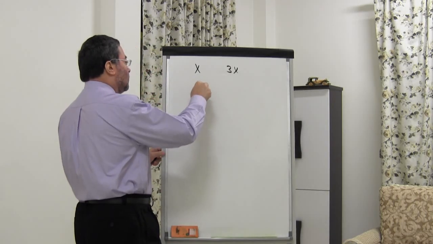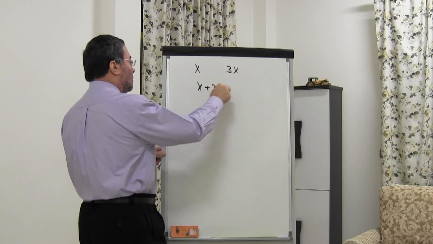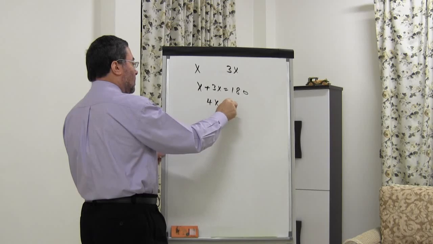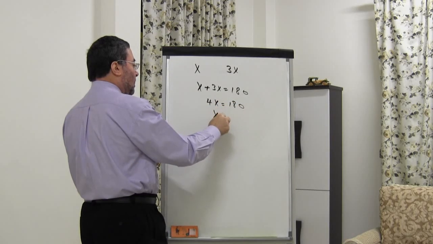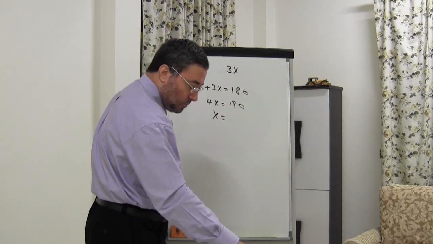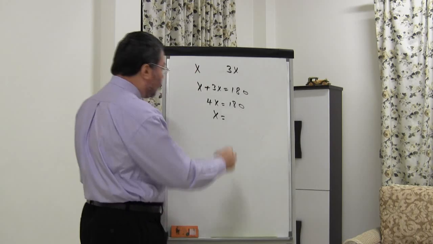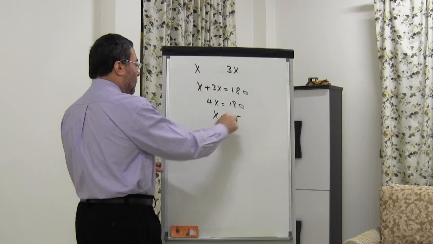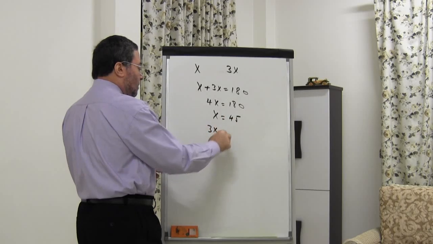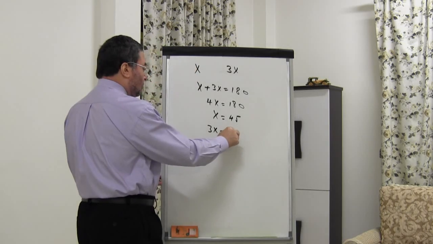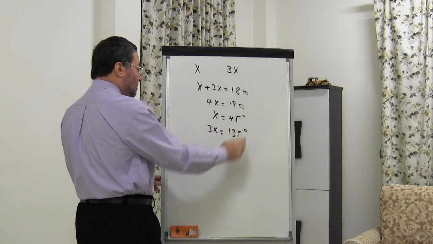So we add, and we get 4x equals 180. And now we divide, x equals 45, and the other one will be 135 degrees.